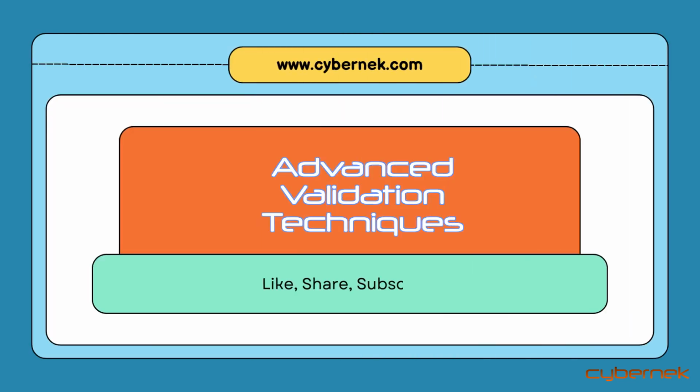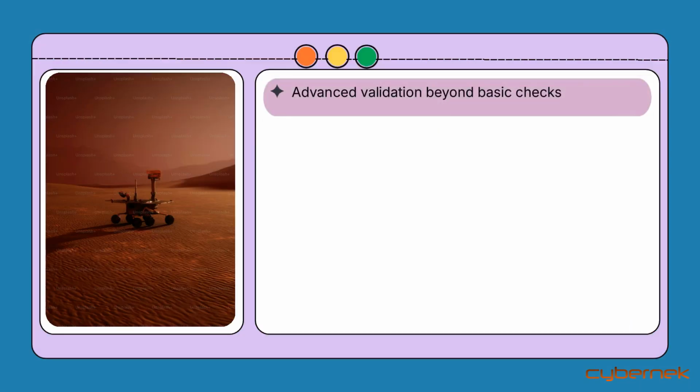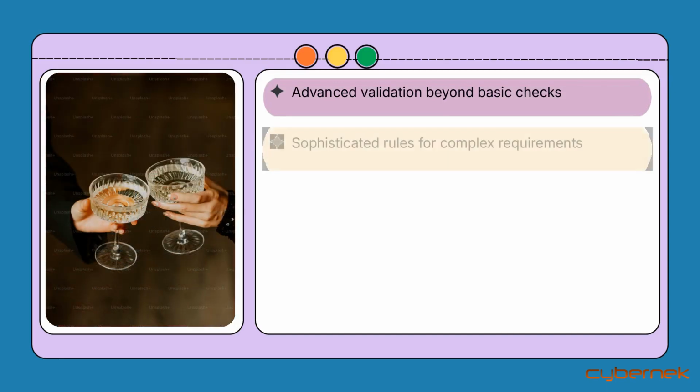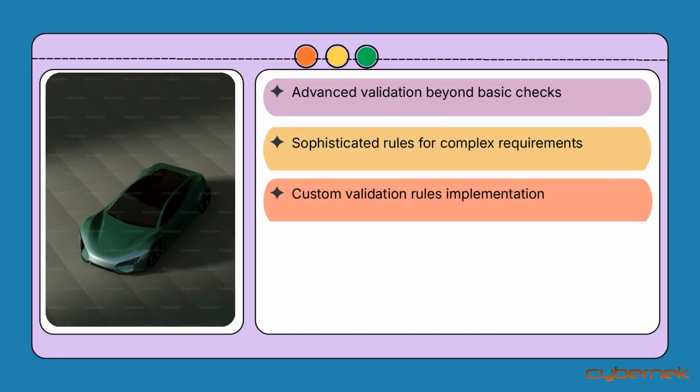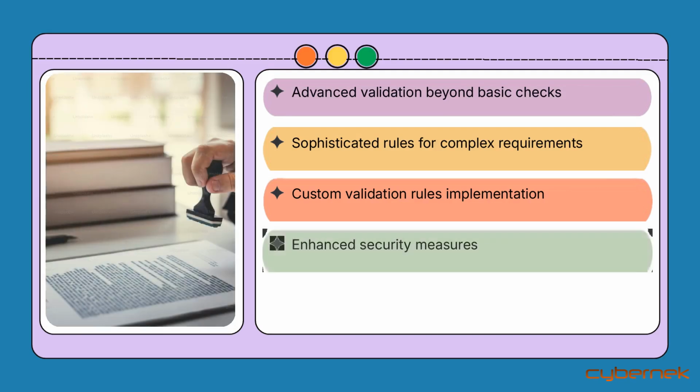Advanced validation techniques. Basic validation is good, but let's level up with some advanced techniques. Sometimes you need more sophisticated rules that go beyond simple file type checking. Here's where custom validation rules shine.